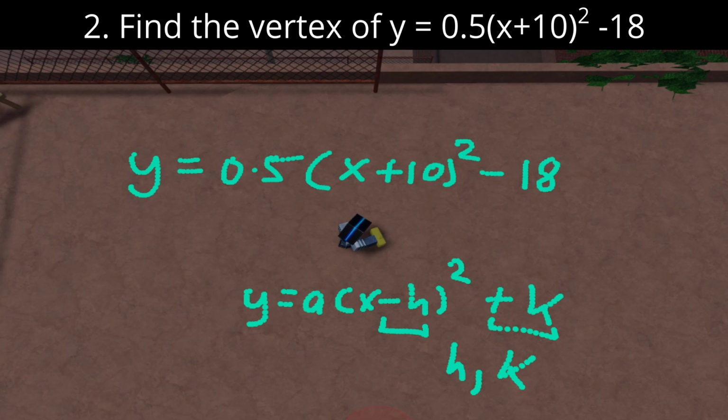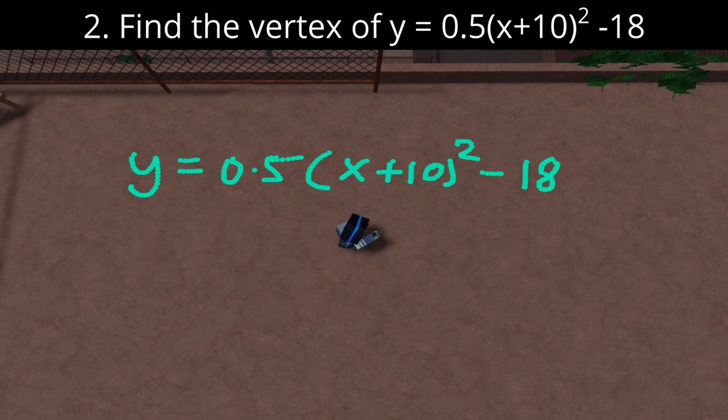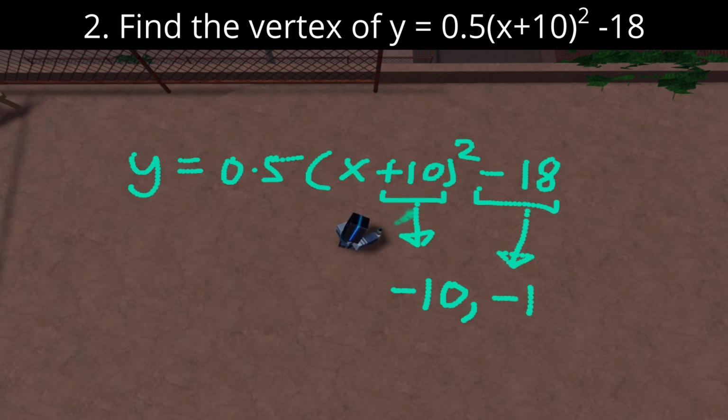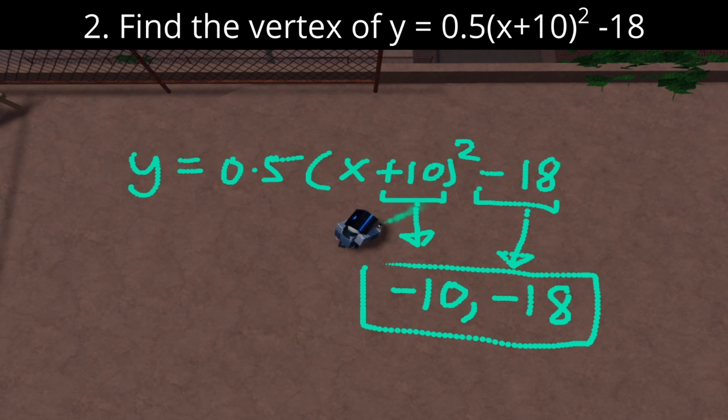So let's apply that to this problem. You have to flip the number inside the parentheses. So plus 10 actually gives us an x-coordinate of minus 10 for our vertex. And then the k value on the outside, that's minus 18, you just keep it as it is. So our vertex for this problem is (minus 10, minus 18). Let's go on to some harder examples.